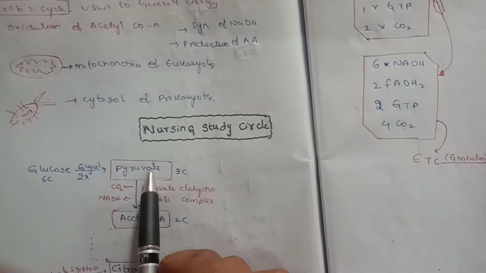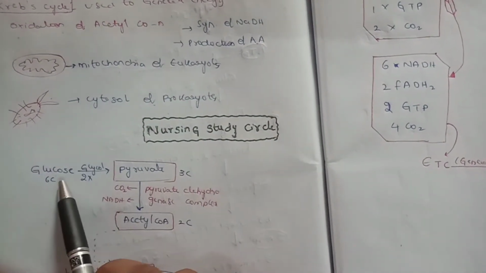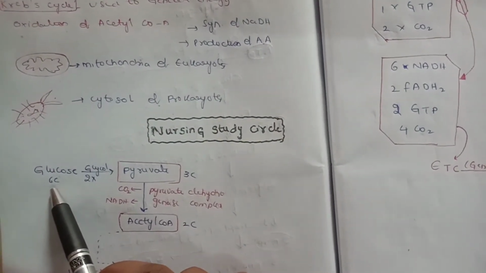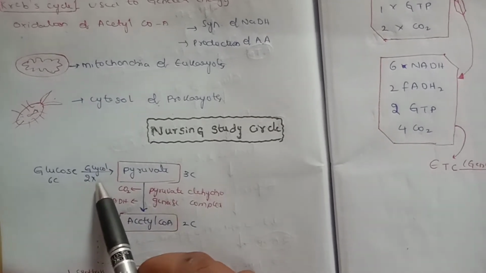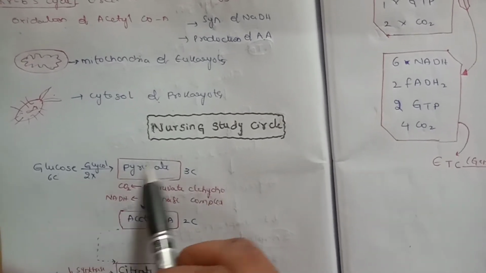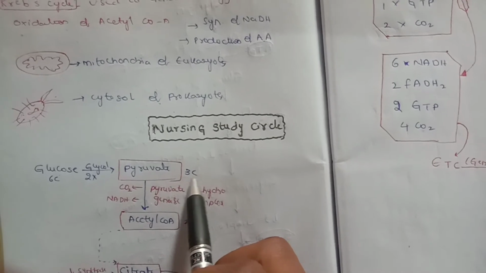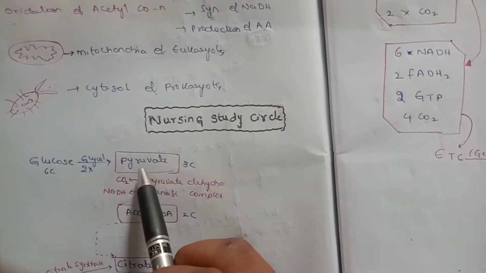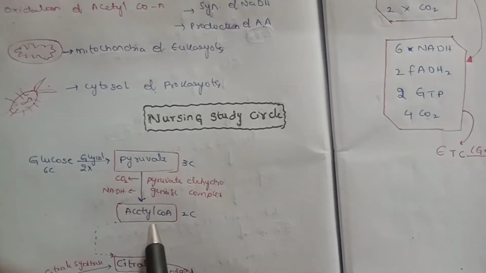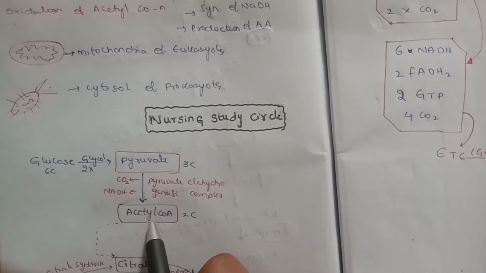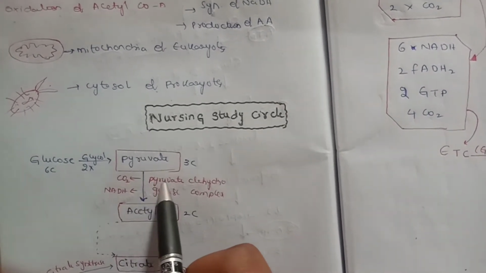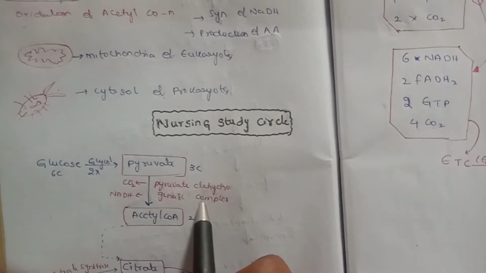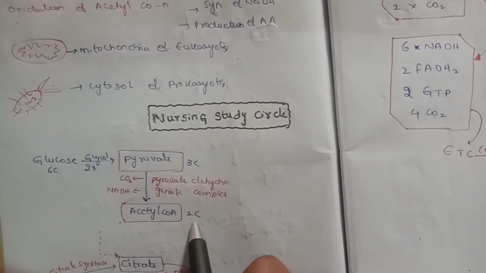The pyruvate, which is derived from glucose, a 6 carbon compound, splits into two molecules to form 3 carbon compounds. When the pyruvate is oxidized to acetyl CoA by the enzyme pyruvate dehydrogenase, it contains 2 carbon compounds.